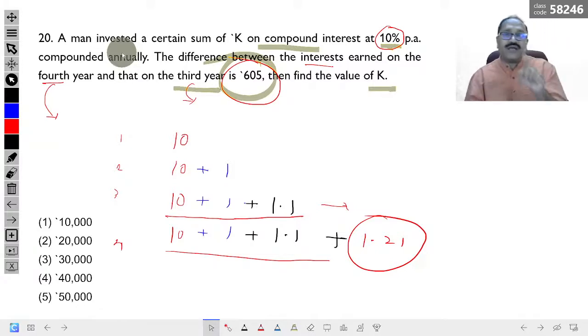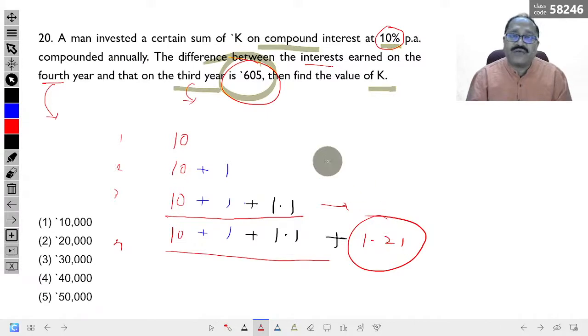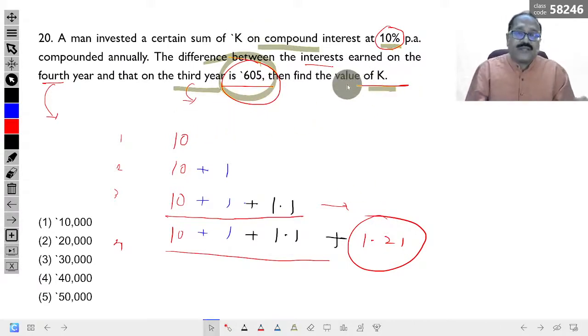आई एम श्योर यू कैन आंसर द क्वेश्चन. चलिए आप आंसर कीजिए. 1.21% ऑफ द प्रिंसिपल इज 605. यू आर आस्क्ड टू फाइंड आउट द प्रिंसिपल, दैट इज 100%. बताइए आप. कम ऑन माय फ्रेंड्स, I'm sure you can do it.